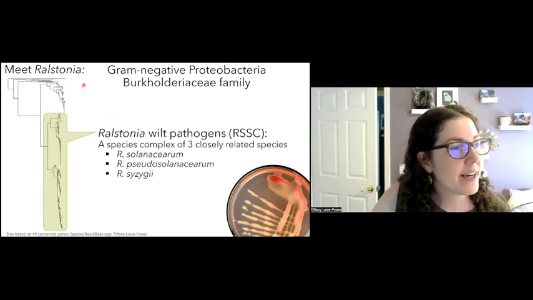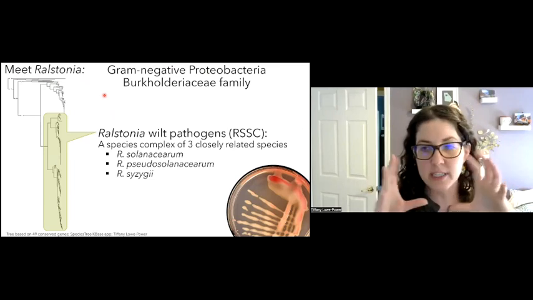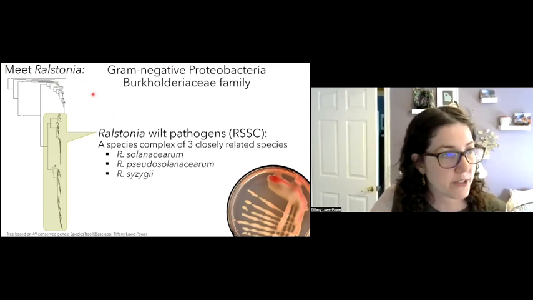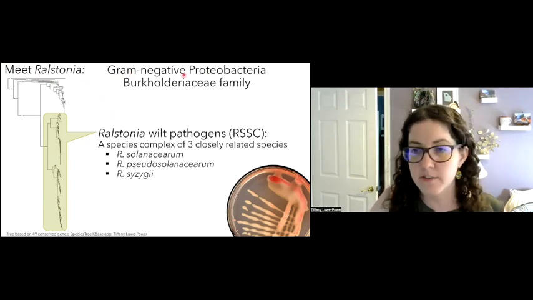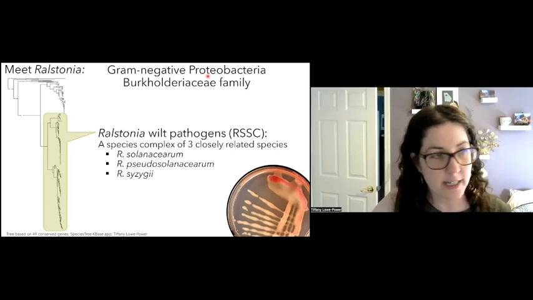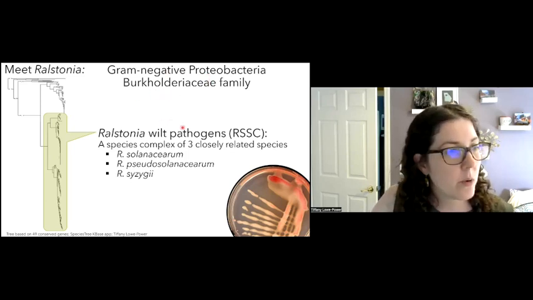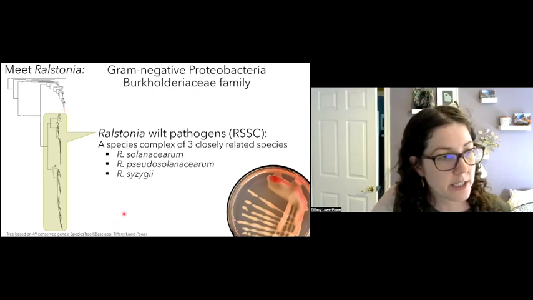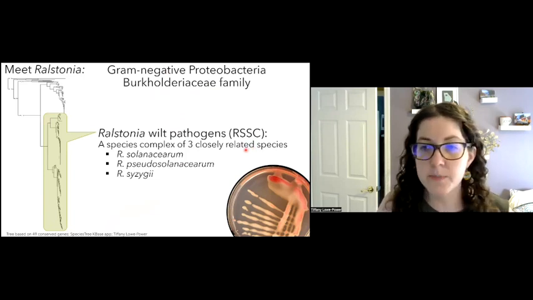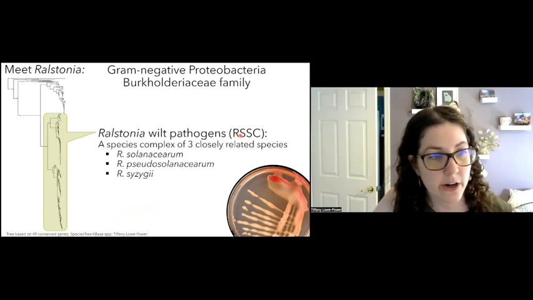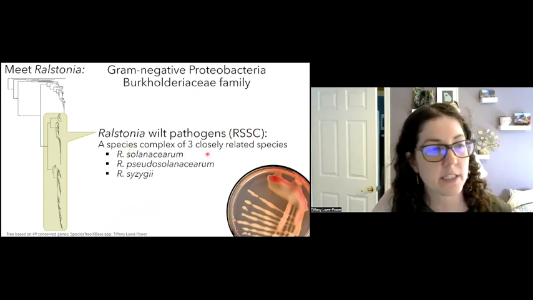Okay, so in order to understand some of this genetic diversity of Ralstonia, it's important to keep this evolutionary lens in perspective. These pathogens have emerged from within the gram-negative bacteria of the Proteobacteria phylum, and within the family of the Burkholderiaceae. Within the plant pathogenic wilt pathogens, there are three closely related species that form a species complex that we refer to as the RSSC, which stands for Ralstonia solanacearum species complex.